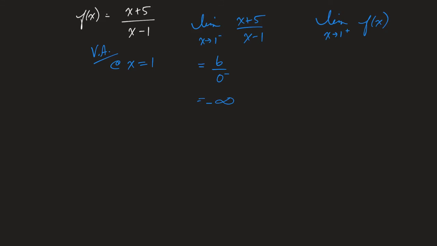Okay, now I examine my right side limit. I can look back to my original function to see my substitution into the top of 1 is 6, my bottom is 0.